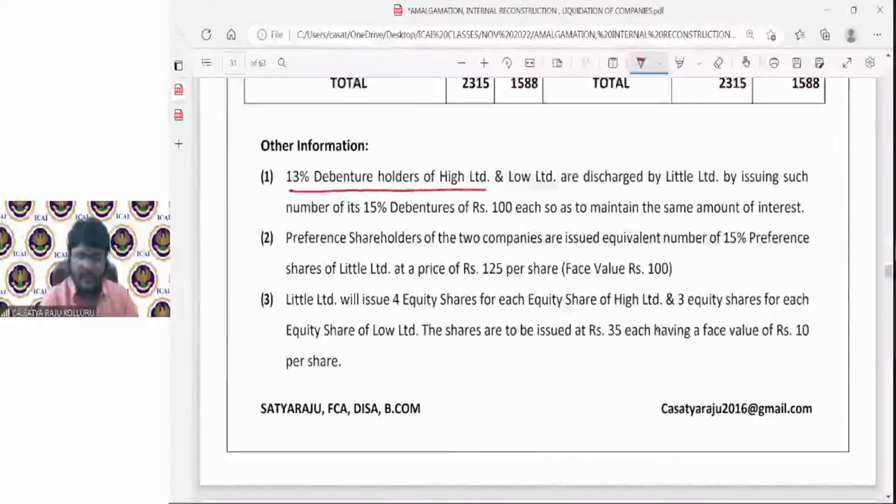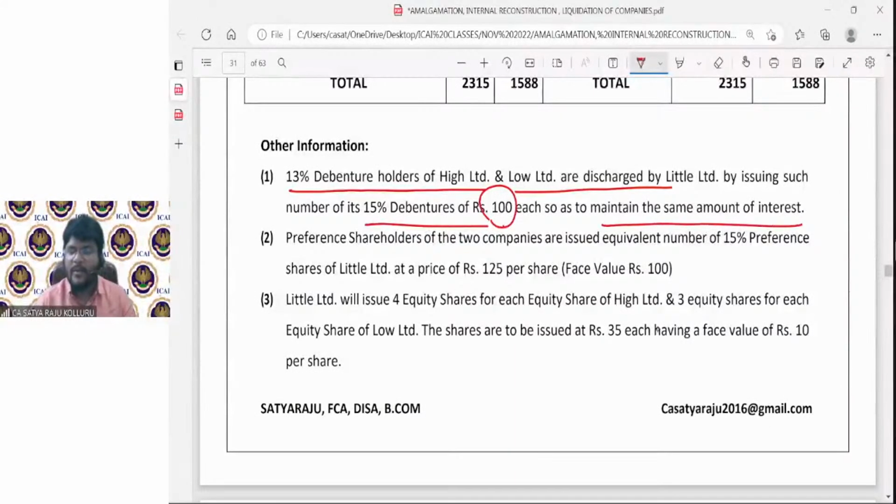13% debenture holders of High Limited and Low Limited are discharged by Little Limited by issuing such number of its 15% debentures of 100 each so as to maintain the same amount of interest.